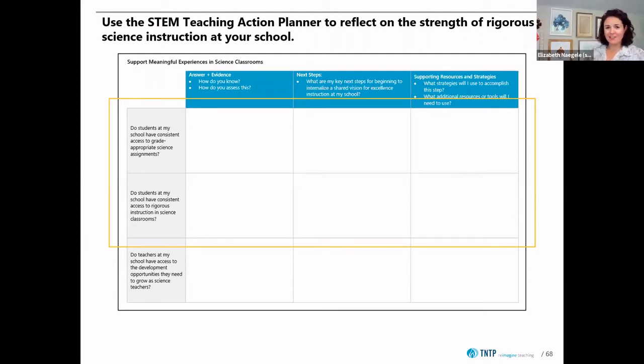Okay, Scott, why don't you go ahead and kick us off, and then we'll look for one more volunteer to put their name in the chat to share out a next step we're thinking about.